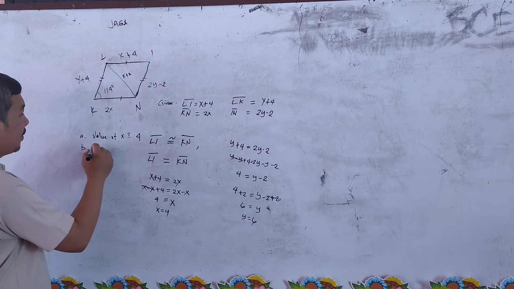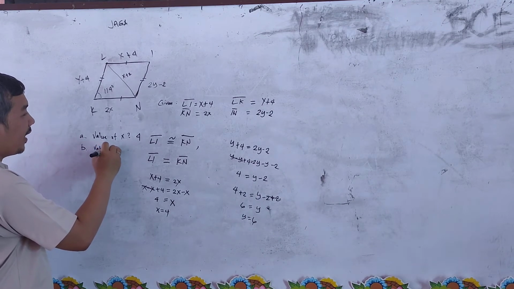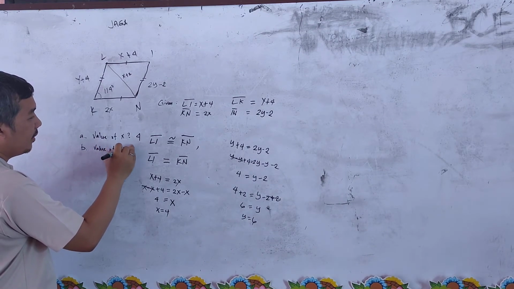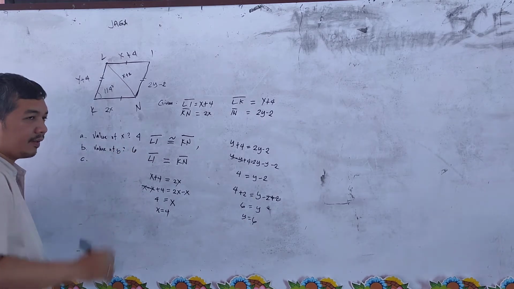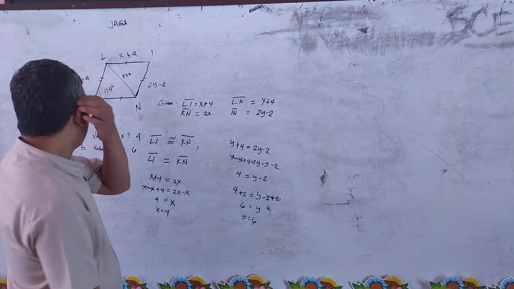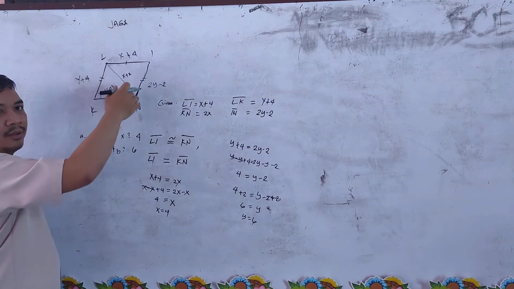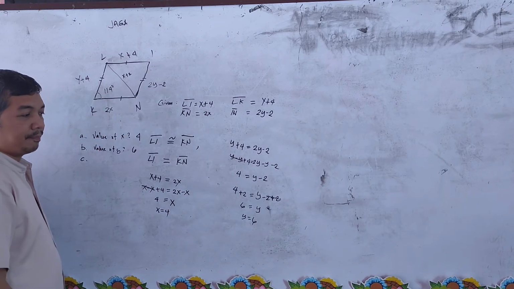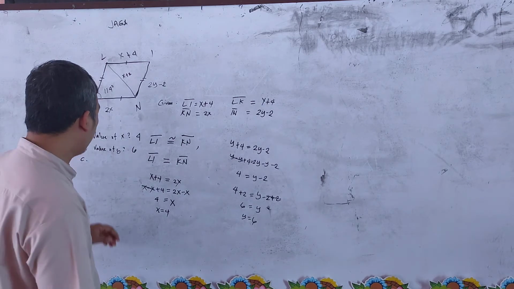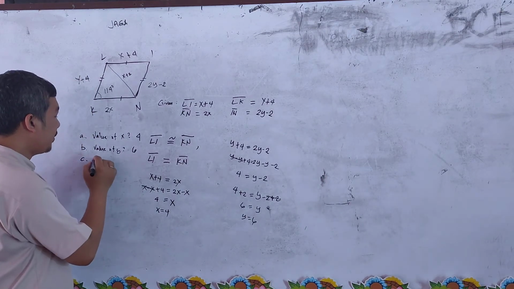So value of y is equals to 6. Letter C. Perimeter. Perimeter means yung sukat ng buong parallelogram. Sukat ng buong parallelogram. So, perimeter.